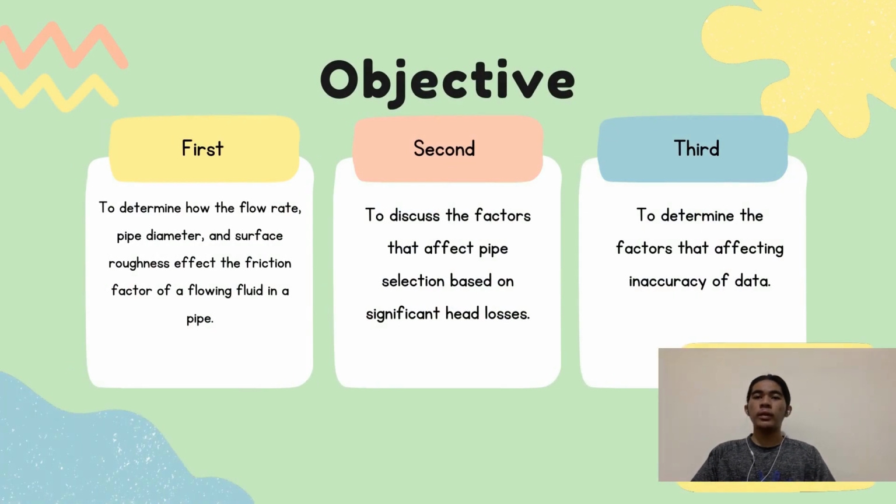Next, the objectives of this experiment are to determine how the flow rate, pipe diameter and surface roughness affect the friction factor of a flowing fluid in the pipe. Next, to discuss the factors that affect pipe selection based on significant head loss. And lastly, to determine the factors that affect the inaccuracy of the data.